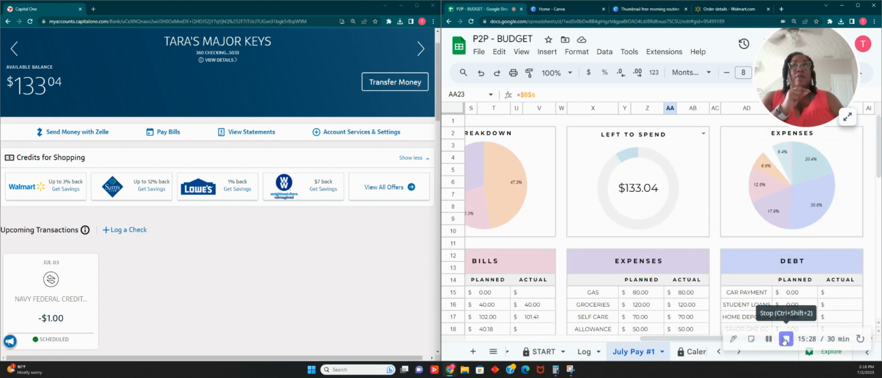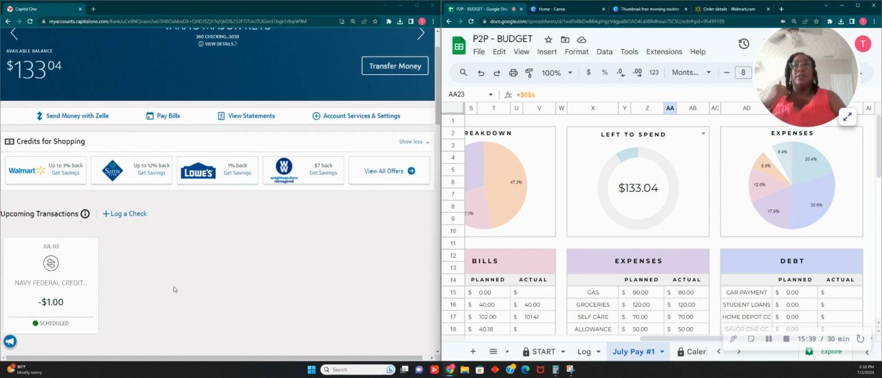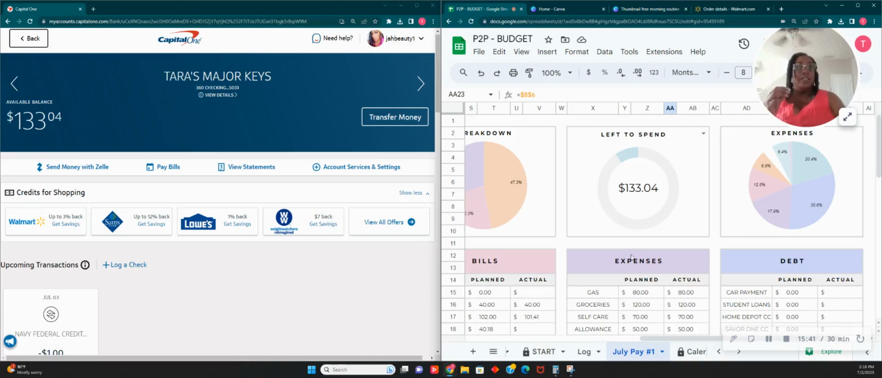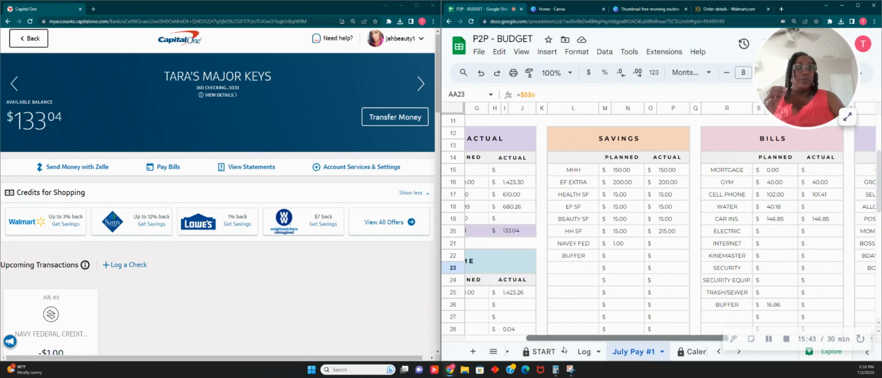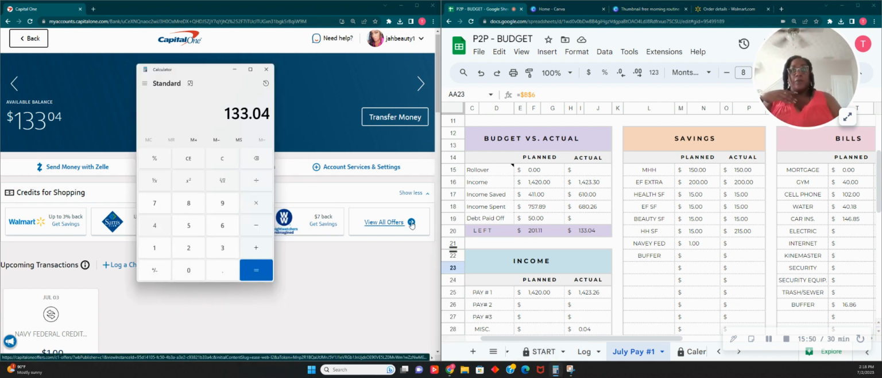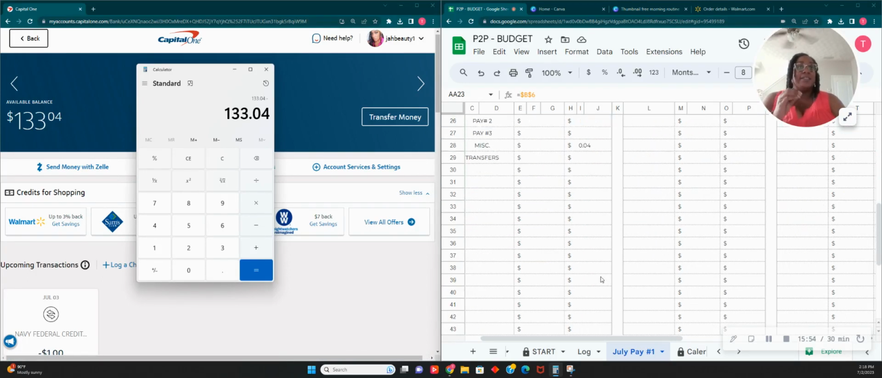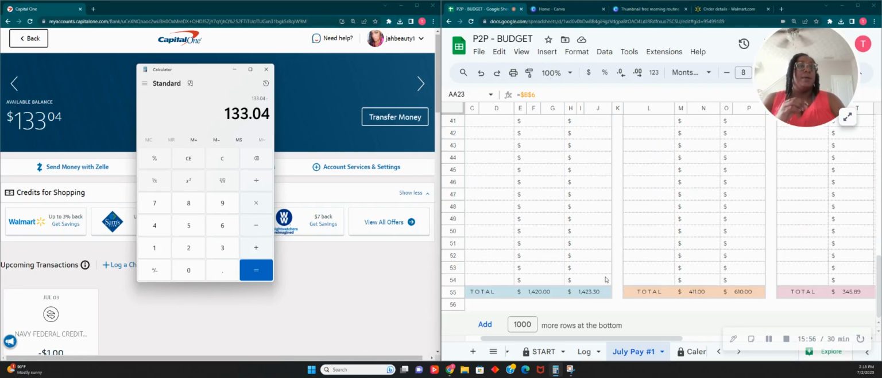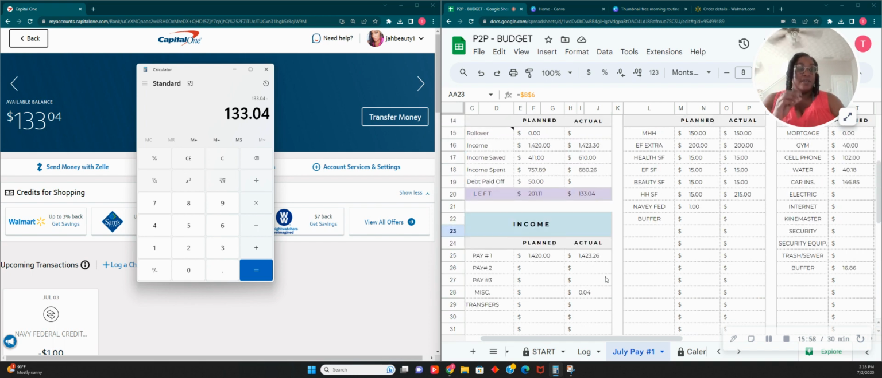And it says we have 133.04 left to spend, which is exactly what it says in the bank, 133.04, which makes me super happy. But we also now need to figure out how much I have left as a buffer. So what I would need to do is take the amount of money, let me get my calculator up, the 133.04, and then subtract everything that has not hit the actual but has planned. Okay, if that makes sense.